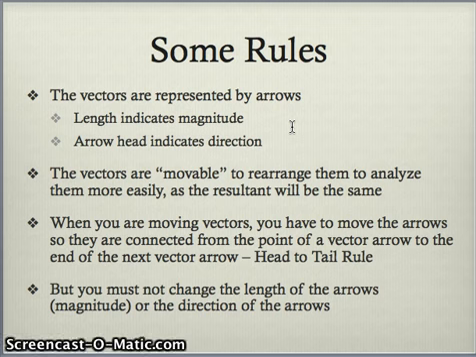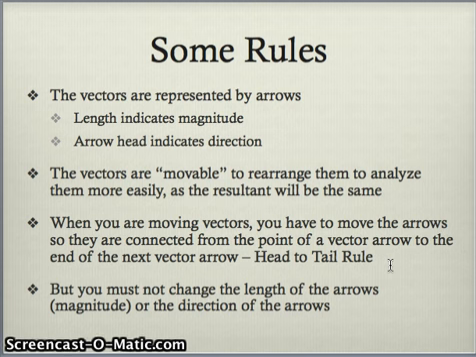Okay, more simply. As you arrange them in a certain way, the resultant will still be the same as long as you follow the next rule, the head to tail rule. The head to tail rule means that if you have to move the arrows, you have to connect them together from the tip of the arrow point to the end of the next vector arrow, the butt end of the arrow. So, head to tail rule.